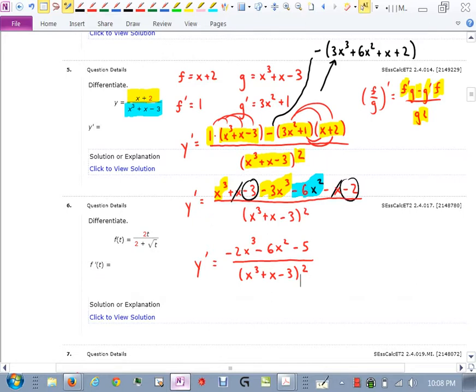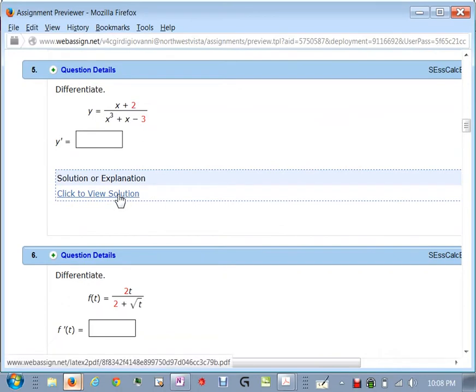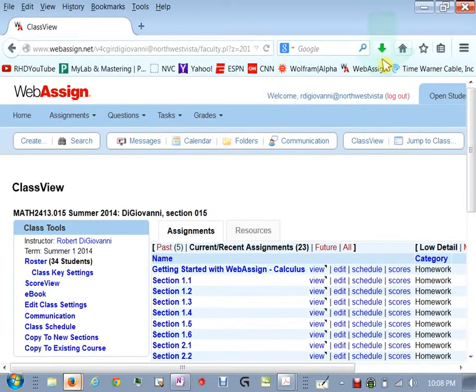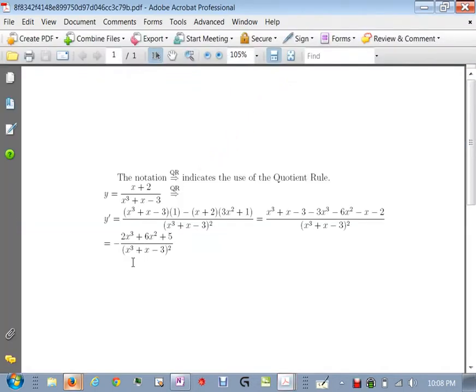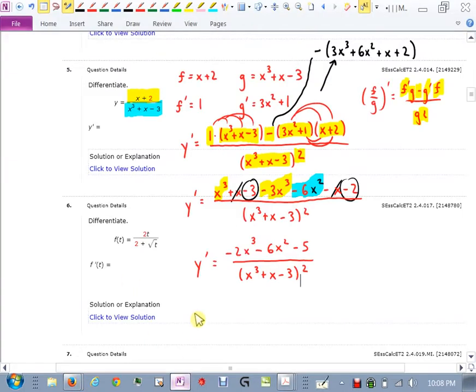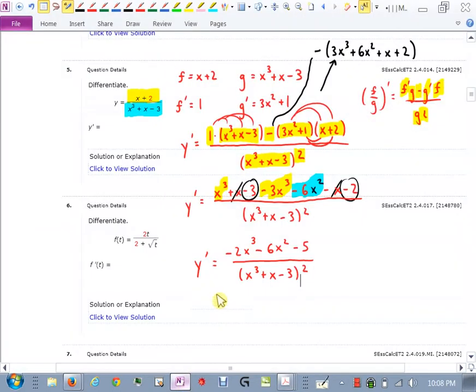At this point, there's really not a whole lot more I can do, so I'm just going to leave it. Let's take a look and see the book. This came up with the same thing. They pulled a negative out. That's okay. So they noticed all of these had negatives, so they pulled a negative out in front and turned them all to positive. That's fine. That is fine. Denominator looks good. Okay. We're ready to move on.